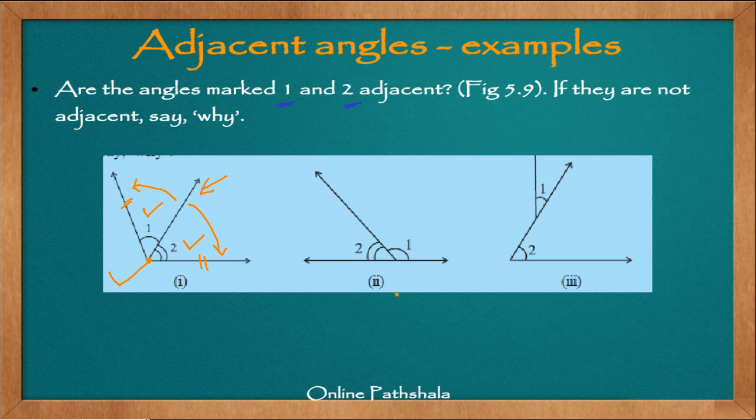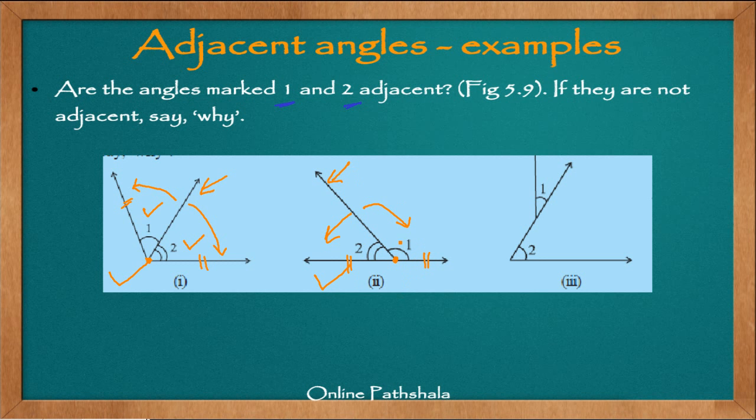Again, we apply the same criteria. The criteria is, do we have a common arm? Yes, this is the common arm. Here we see a common vertex, and the two non-common arms, they are on either side of the common arm. So yes, figure number 2 is also an example of adjacent angles. That is, angle 1 and angle 2 are adjacent to each other.